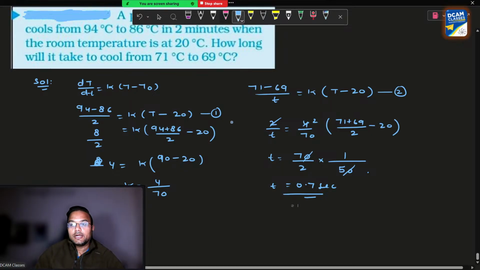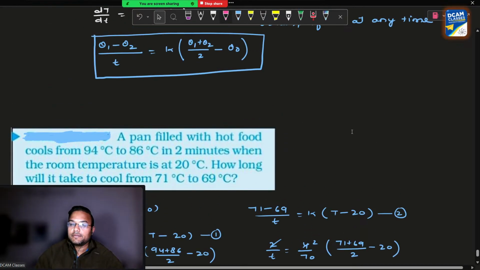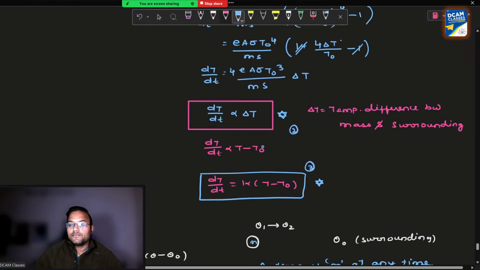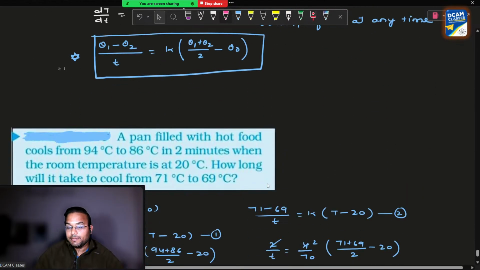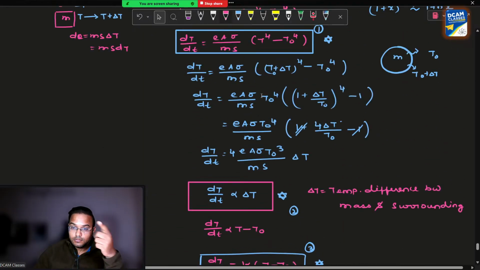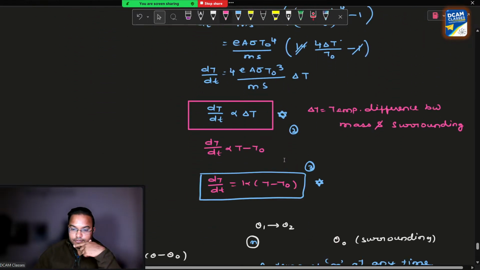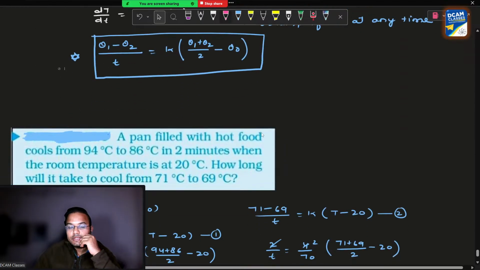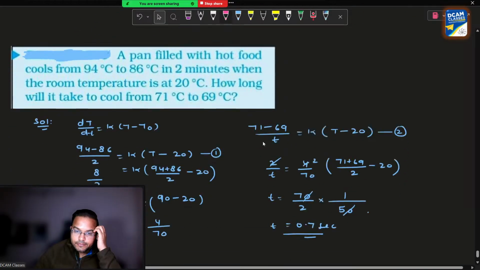Acha. You understood now how to apply Newton's law of cooling? In this case you have to use the approximation, and otherwise in the other case you can use this one, T minus T naught. If the temperature of the body is given to you, then you have to use this formula, the first one, or you can use the approximated one. If the temperature is not given, then use this approximate one.